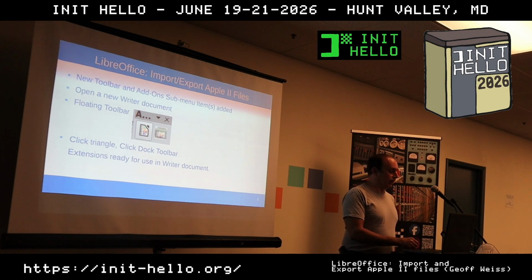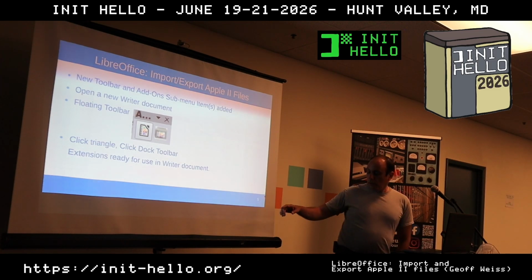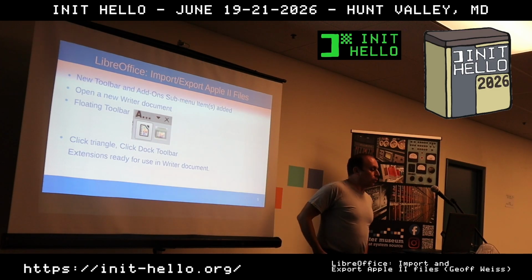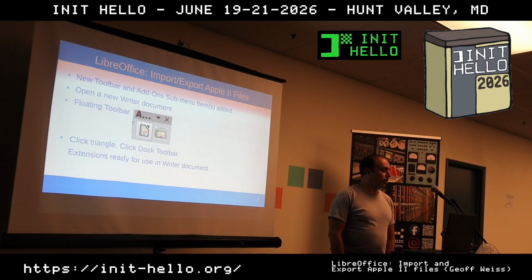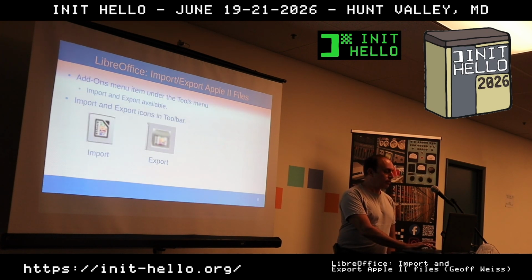And then you'll bring up a new Writer window. You'll see a floating toolbar for each of the extensions, and then there'll be the triangle, which will give you a menu option, and then you'll say dock toolbar, and at that point I'll argue everything's ready for use. So the extensions will be available through a menu item, and with a toolbar icon.